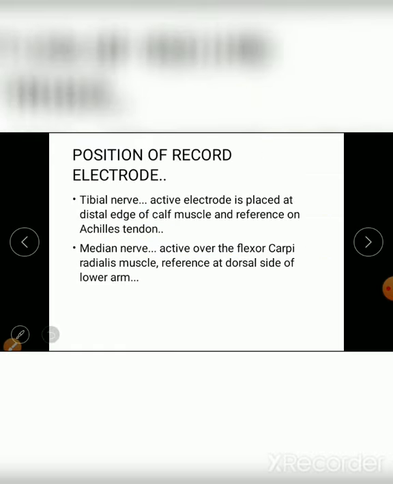Okay. The positions of the recording electrodes: for the tibial nerve, the active electrode is placed at the distal edge of the calf muscle and the reference electrode on the Achilles tendon. For the median nerve, the active electrode is over the flexor carpi radialis muscle and the reference electrode at the dorsal side of the lower arm. So these are the various positions of electrodes for various muscles and nerves.